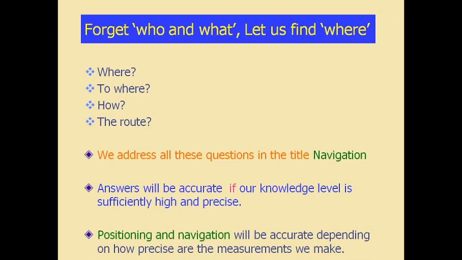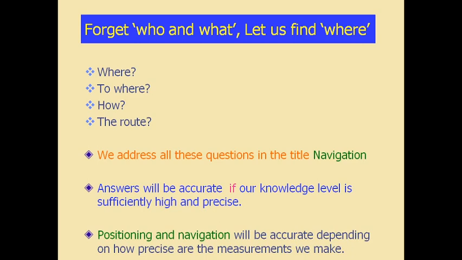So I am at what location? Where am I? To where means where am I going, or where should I go? How? How can I reach there? Or the route, which is the best route to go there? Whether I should go by air, whether I should go by train, or by some other particular way, or like that.